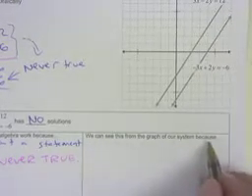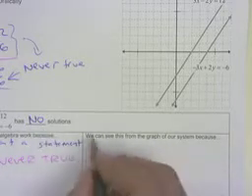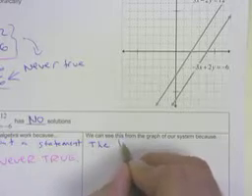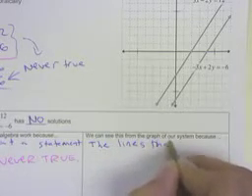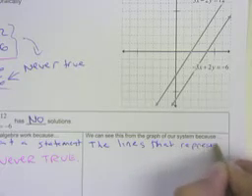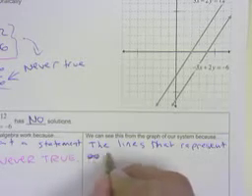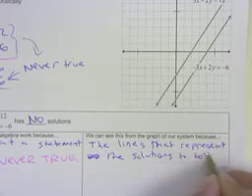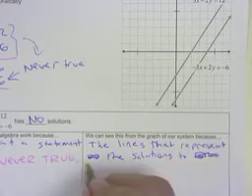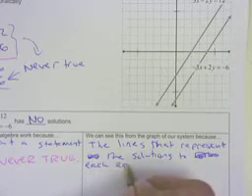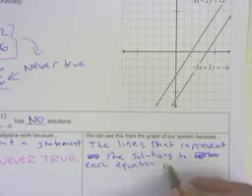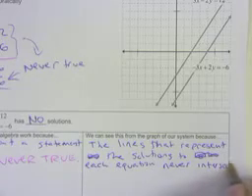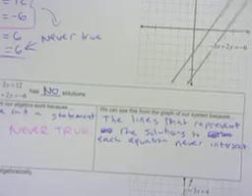So we can see from the graph that our system has no solutions because the lines that represent the solutions to each equation never intersect. There are some other ways you could say that, and you should know this from geometry.